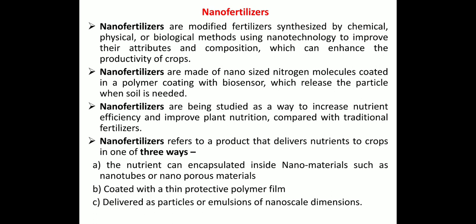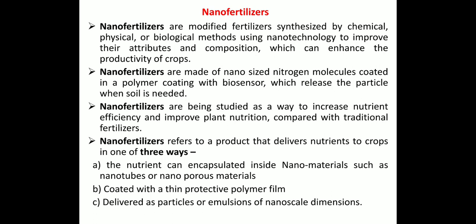The nanotubes are made up of carbon, with a tubular structure, which helps to assess biochemical changes and is mostly used for the filtration of water and improving nutrient stability. Then, coating with a thin protective polymer film is also used for the preparation and manufacture of nanofertilizer.